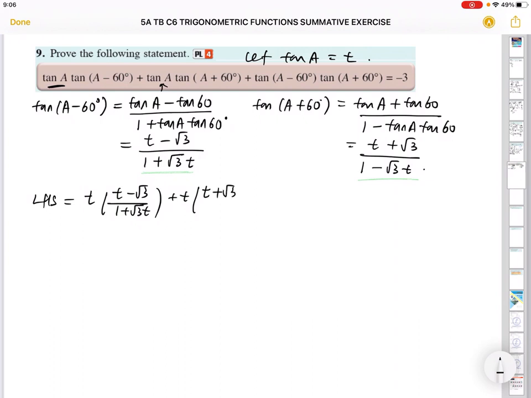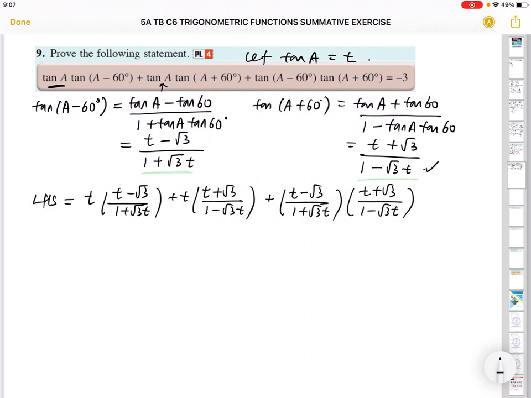So I'm going to take T minus root 3 over 1 plus root 3 T, multiply with T plus root 3 over 1 minus root 3 T. Wow, this is very long. But you notice that this is actually a form of fraction that we can combine the denominator. See, my denominator on this side here, it's quite clear, 1 plus root 3 T, 1 minus root 3 T. But this one, I'm short of something. I'm short of 1 minus root 3 T. As for this next one, I'm short of 1 plus root 3 T.